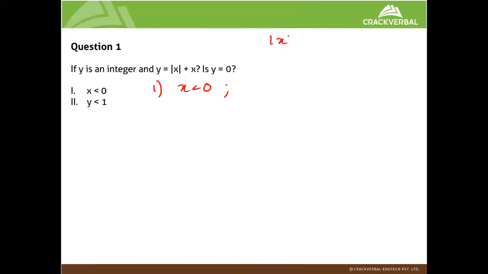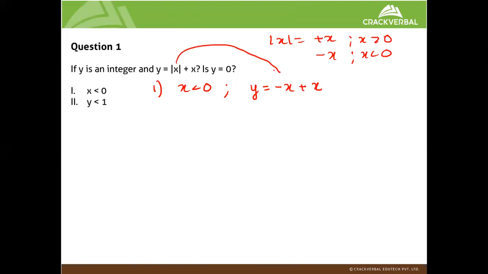Remember the definition of mod of x, right? Mod of x is plus x when x is greater than 0 and minus x when x is less than 0. So the first statement tells me x is less than 0. Then y is equal to mod of x plus x becomes y is equal to minus x plus x, because whatever comes out of the mod when x is less than 0 is always negative. So y is equal to minus x plus x.